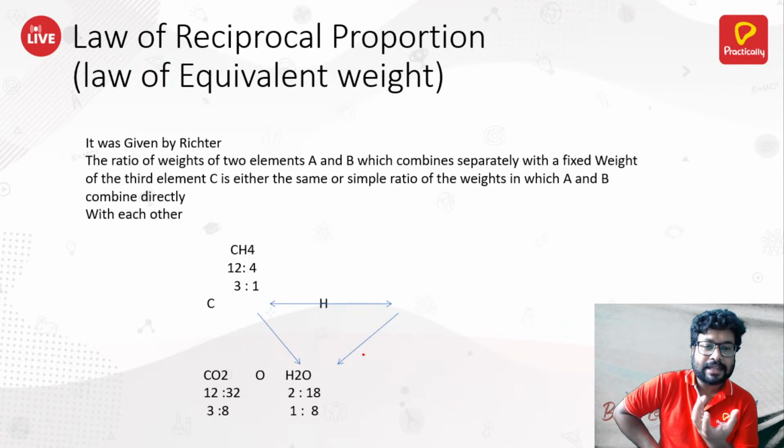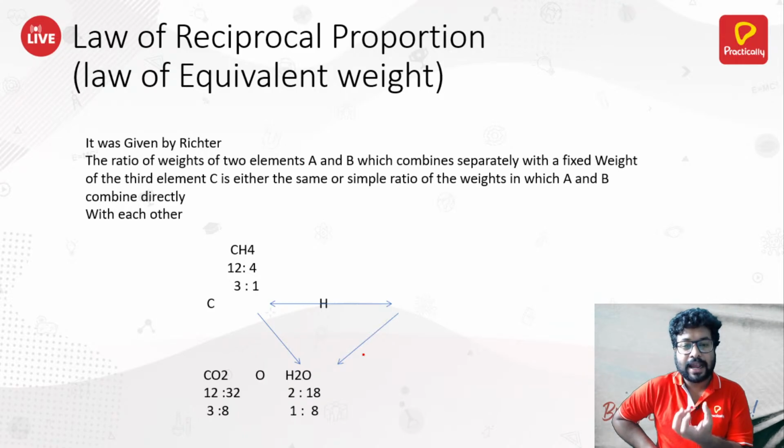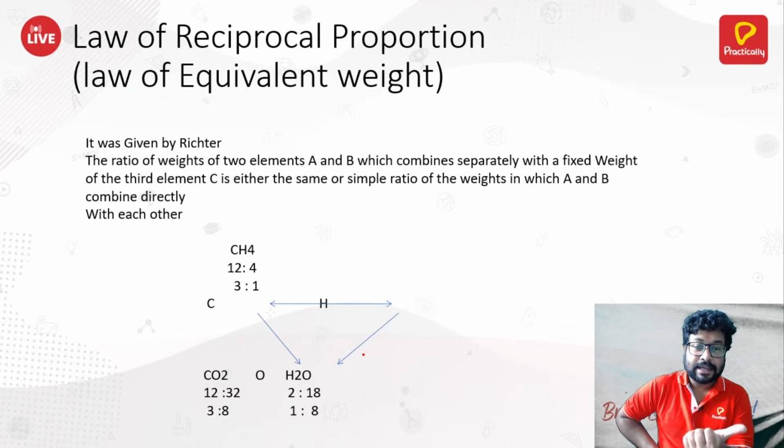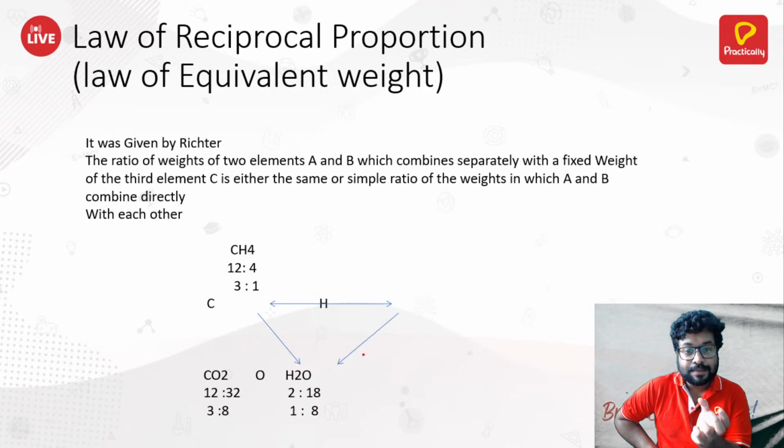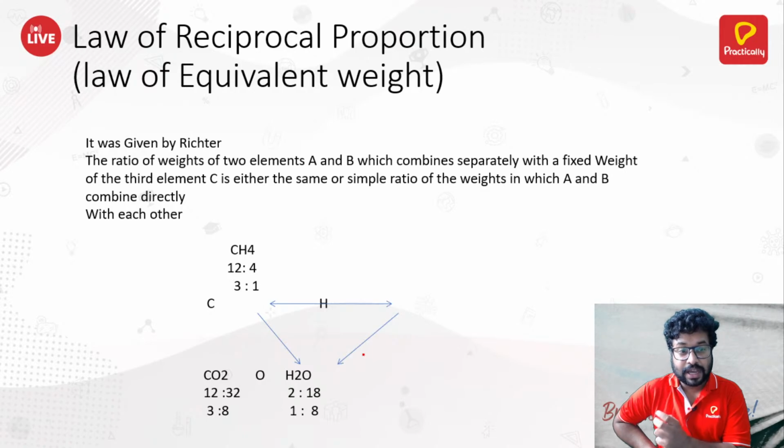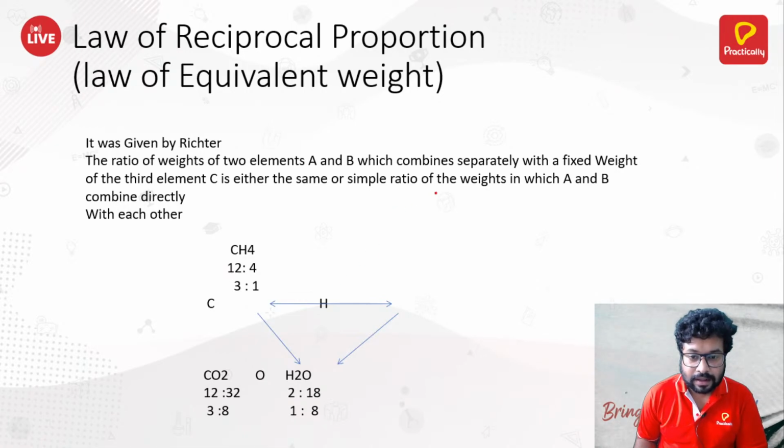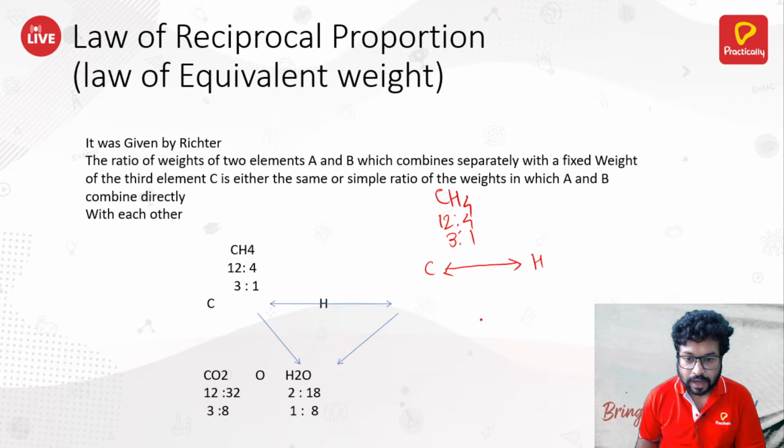This law states that the ratio of weights of two elements A and B, which combine separately with a fixed weight of a third element C, is either the same or a simple ratio of the weights in which A and B combine directly. That means, you can look here, the ratio in methane. In methane you have 12:4, the ratio is 3:1. Let's take carbon here, hydrogen here. This is the arrow combining them together. Okay. Now oxygen.